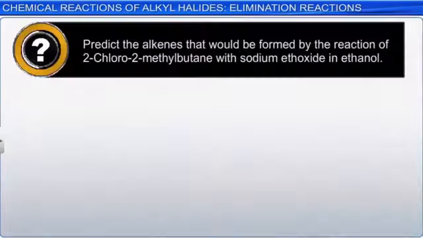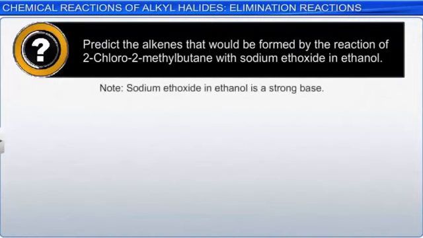Now try a problem on your own. Predict the alkenes that would be formed by the reaction of 2-chloro-2-methylbutane with sodium ethoxide in ethanol. Sodium ethoxide in ethanol is a strong base. Try to work out the answer independently before checking the solution.